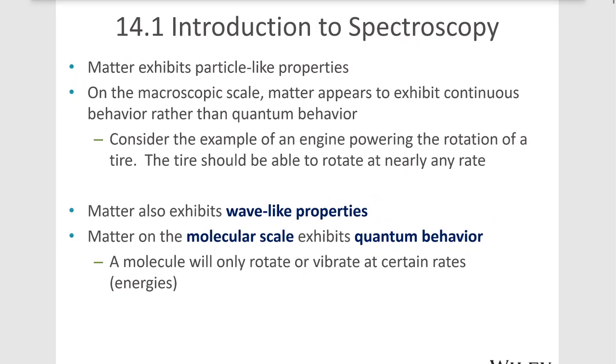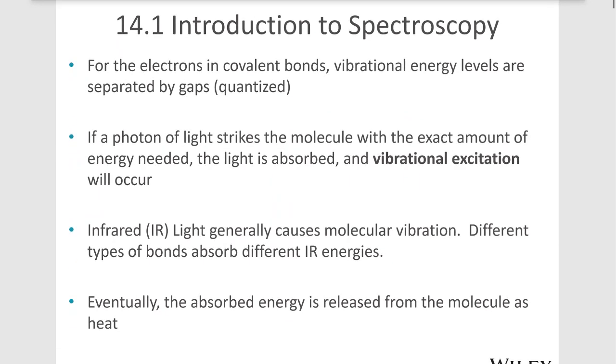But even IR, infrared radiation, is quantized, so molecules absorb that infrared radiation only if the radiation corresponds to a frequency that its functional groups can actually absorb. Okay, so a molecule will only rotate or vibrate at certain rates according to the frequency of radiation that it can actually absorb. So if a photon of light strikes a molecule with the exact amount of energy needed, then in the IR region that will initiate a vibrational excitation. Okay, and so IR light causes molecular vibration, and different types of bonds absorb different frequencies of infrared radiation.